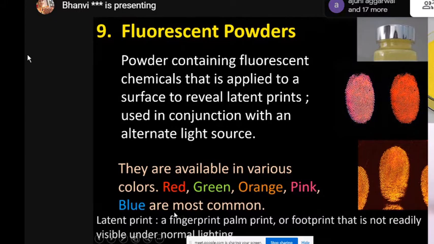I have given here the definition of latent print. Maybe everyone is familiar with it, but I am repeating it again. A latent print is a fingerprint, palm print, or footprint that is not readily visible under normal lighting.